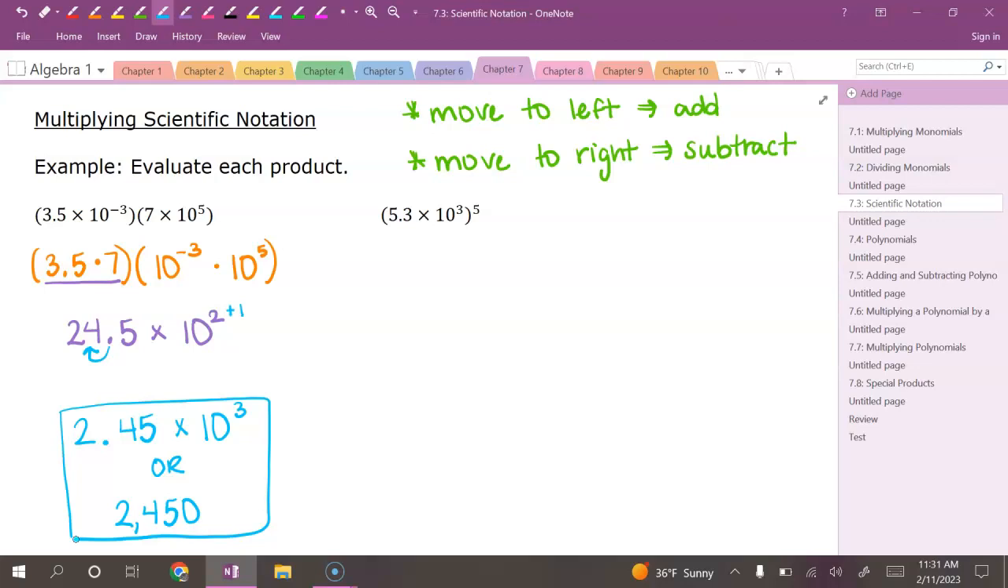Now, the other thing that I'm seeing here on this next example is that I have this 5.3 times 10 to the 3rd power, and I'm raising that to the 5th power. This is that power of powers rule that we talked about in section 1. So in order to do this one, remember what we did with this exponent is we distribute it into the parentheses to both of those terms.